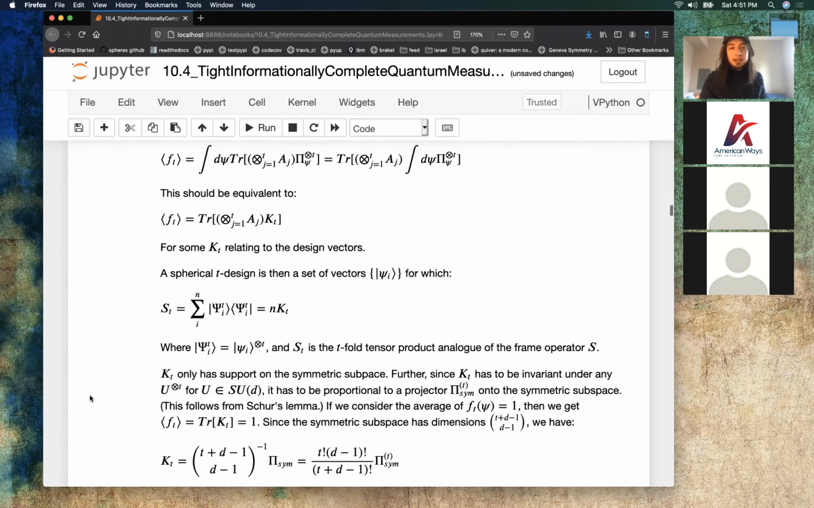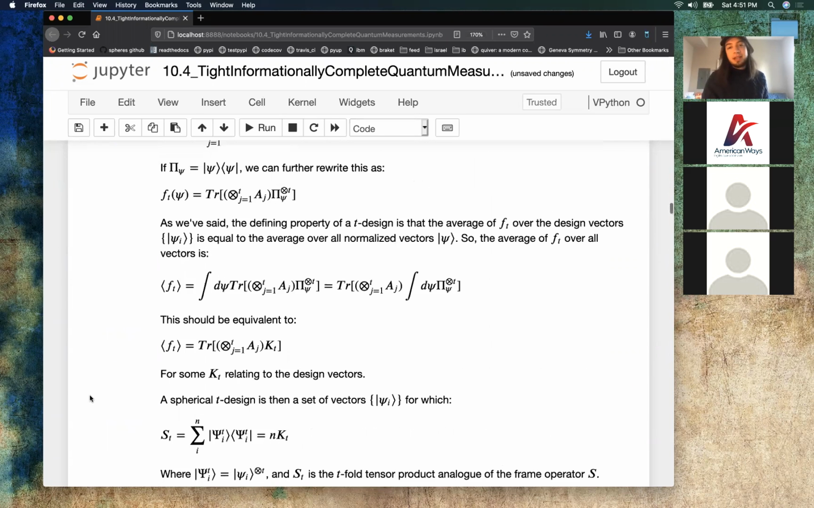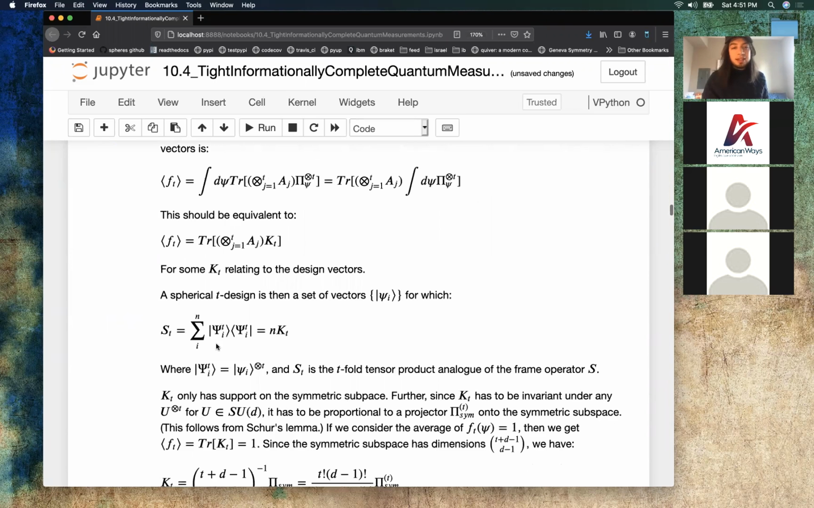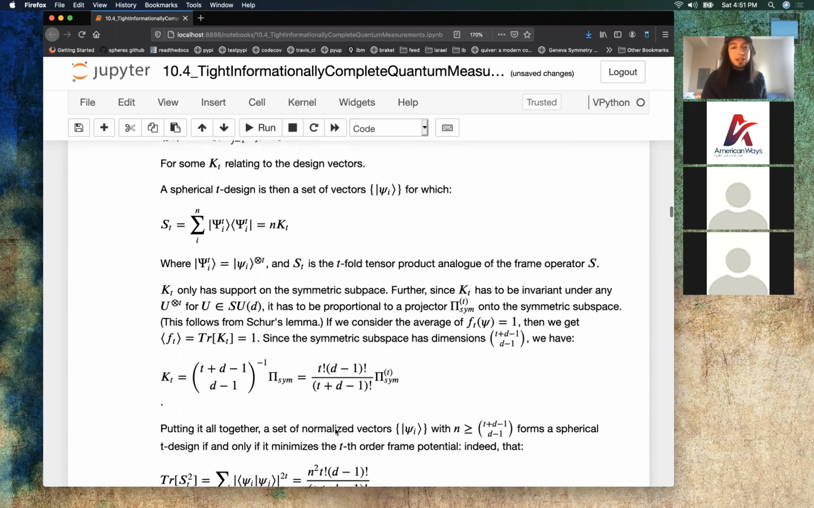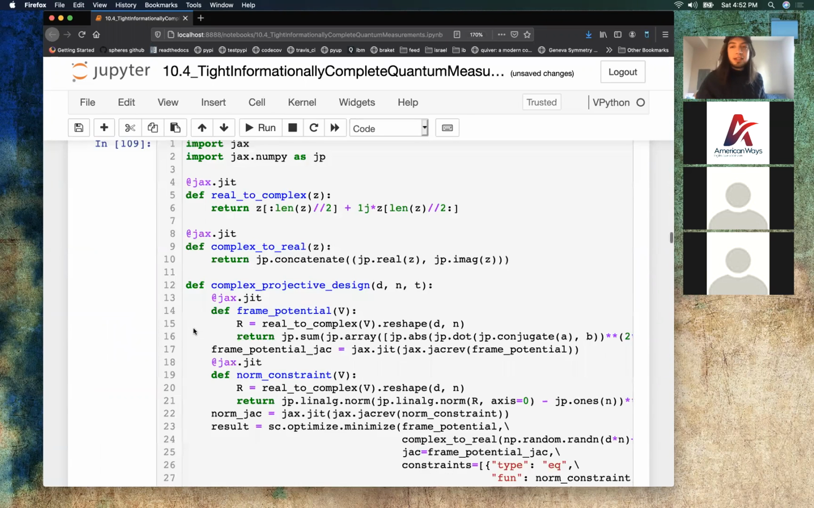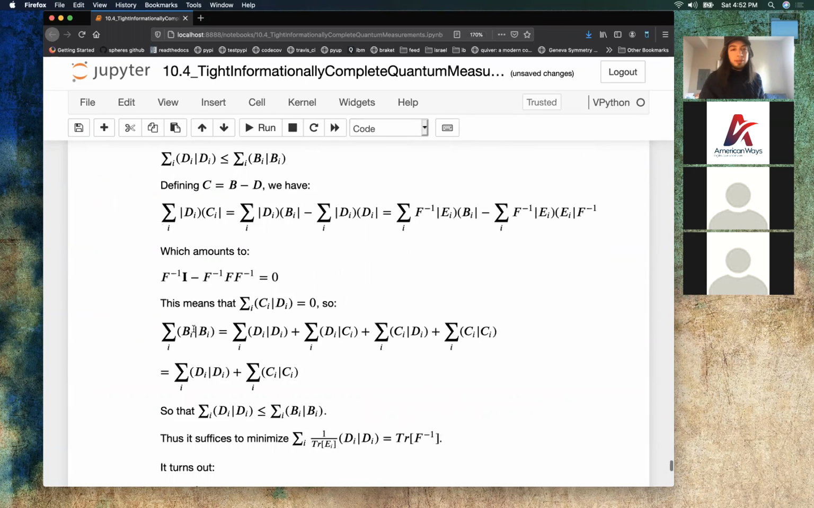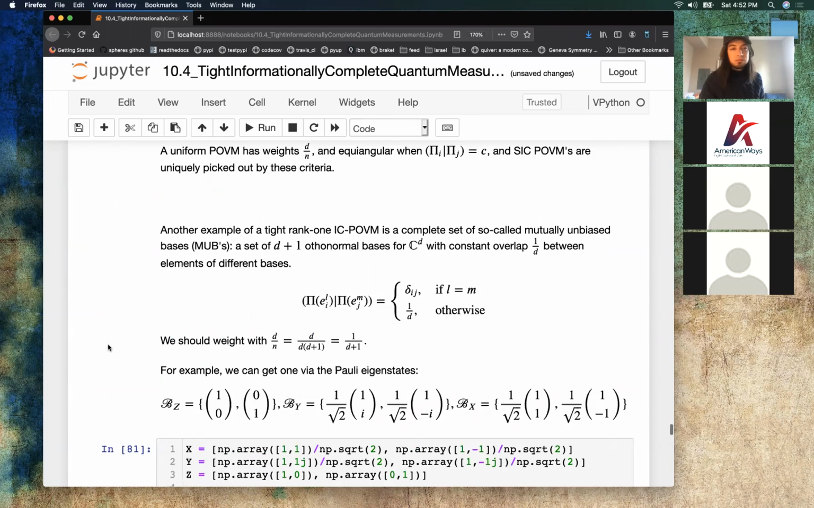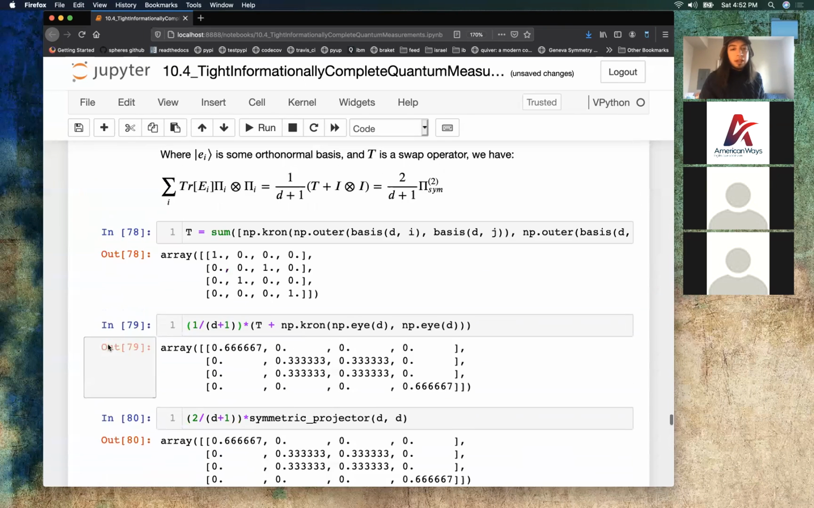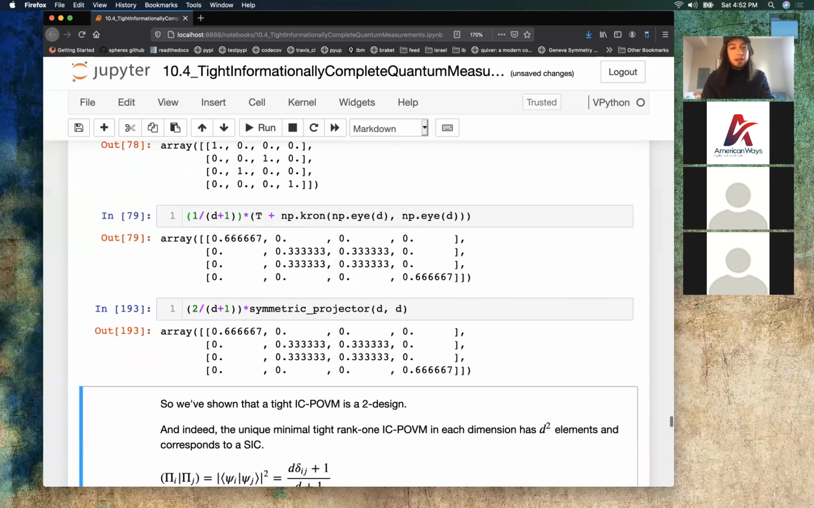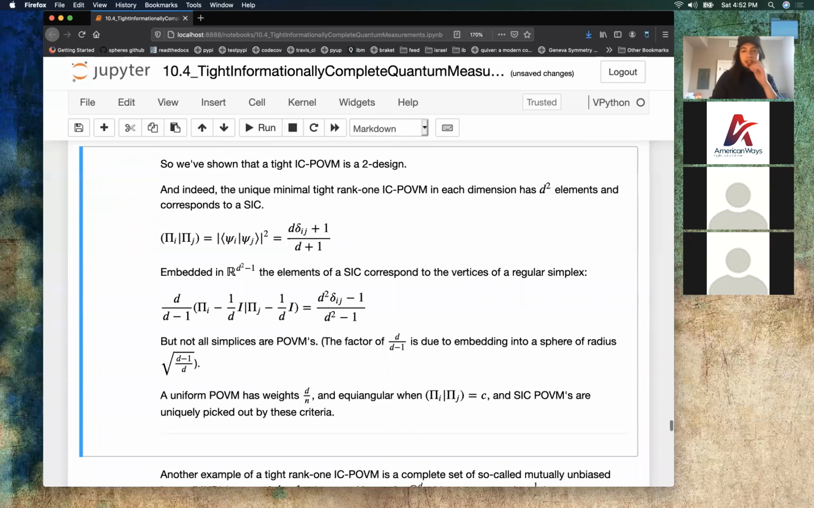Where here we sort of invoked Schur's lemma or whatever, and figured out that this has to be a projector onto the symmetric subspace, et cetera, et cetera. And so now we basically rederive that from a different direction. So, yeah, all right. So a tight informationally complete POVM is a 2 design.